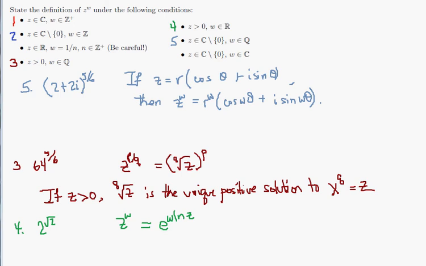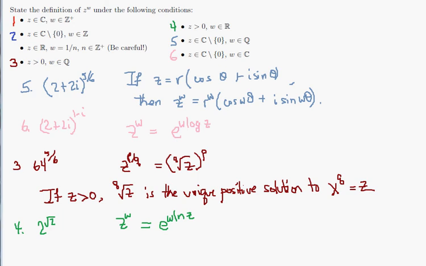Finally, number 6. And we'll come back to the one I skipped in a little bit. Number 6, z to the w, where w is a complex number now. So 2 plus 2i to the 1 minus i power, something that looks like that. In this case, z to the w is equal to e to the w times the logarithm of z.